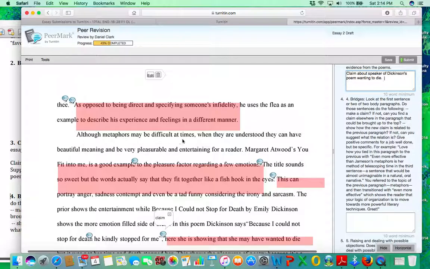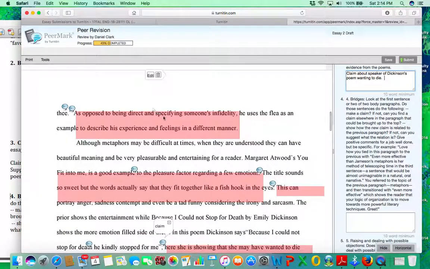Although metaphors may be difficult at times, when they are understood, they can have beautiful meaning and be very pleasurable and entertaining for a reader. That is, to me, like a model bridge. Metaphors being difficult refers to what the previous paragraph was about, and being beautiful and pleasurable and entertaining refer to what this paragraph is about. So we have a reference back to the previous paragraph.